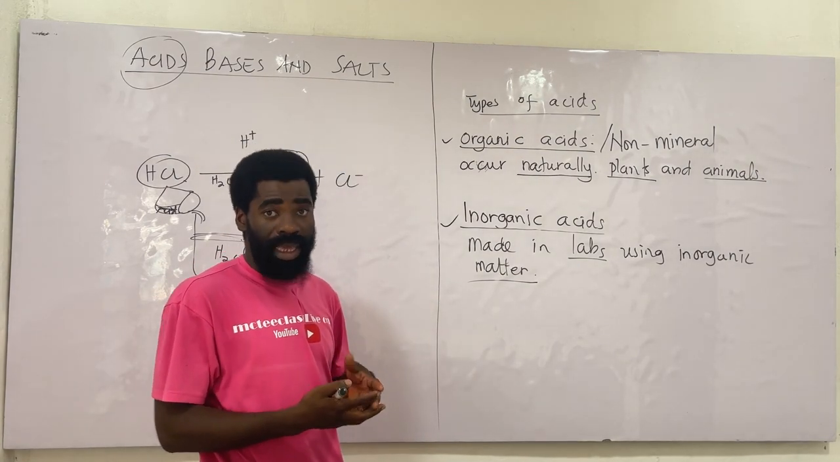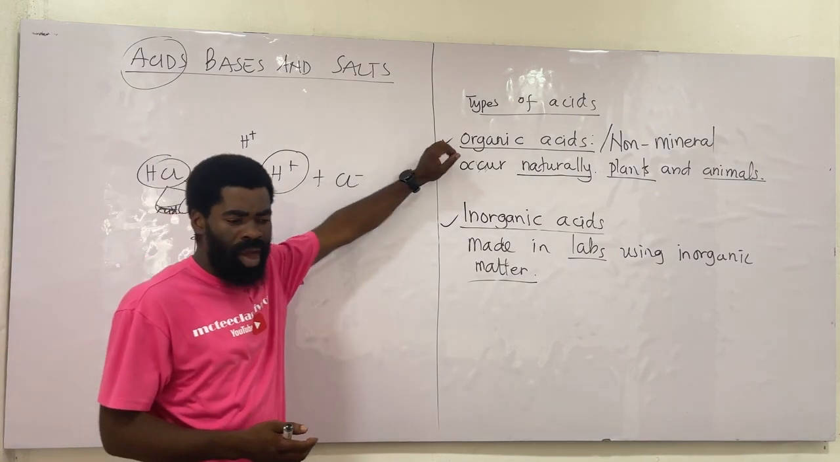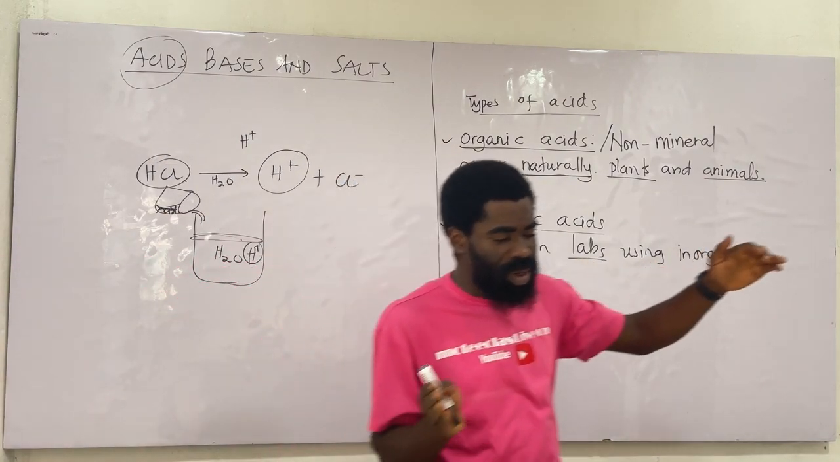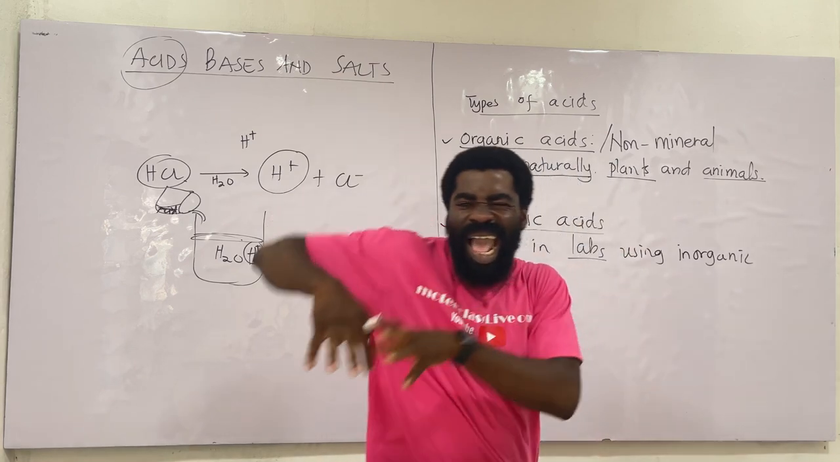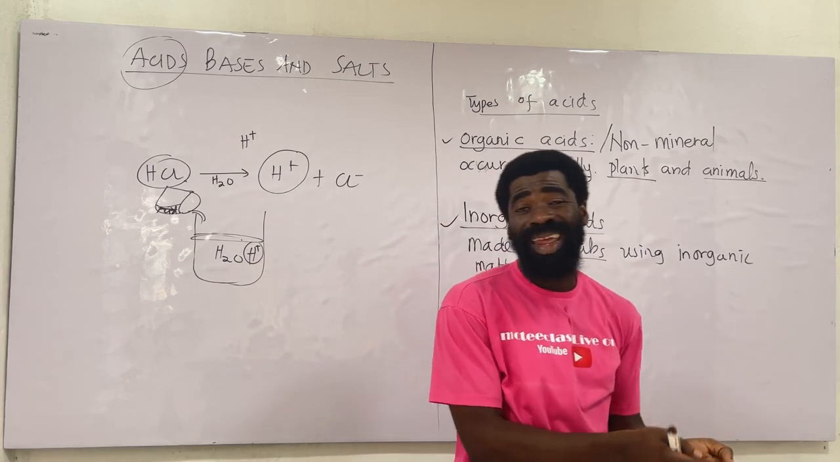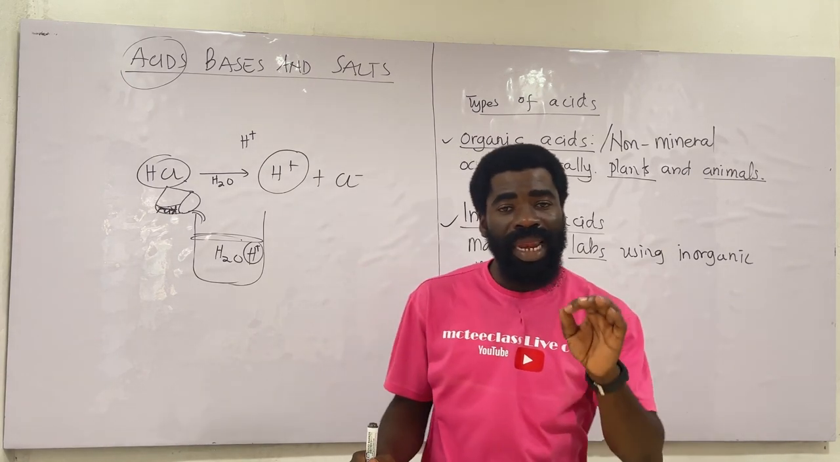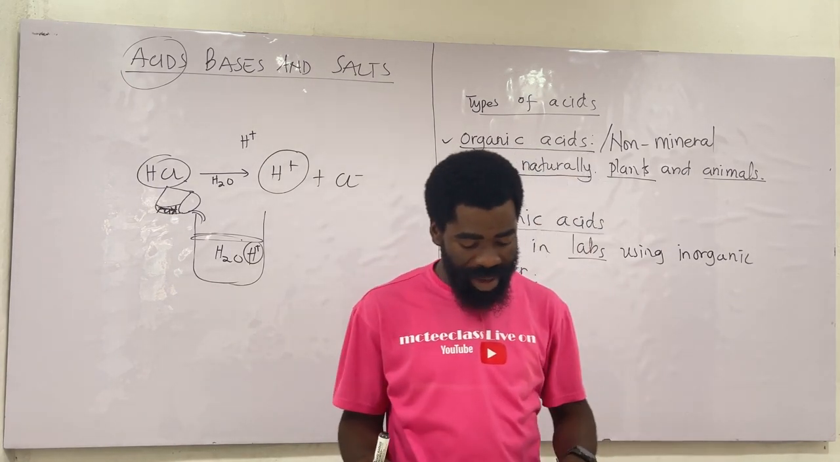You get the point I'm making here. They will still produce the H plus ions when dissolved in water. I hope you get the point. So when you're asked to differentiate between organic and inorganic acids: organic acids occur naturally in plants and animals, but the opposite, which is the inorganic ones, are produced in labs using inorganic matter.